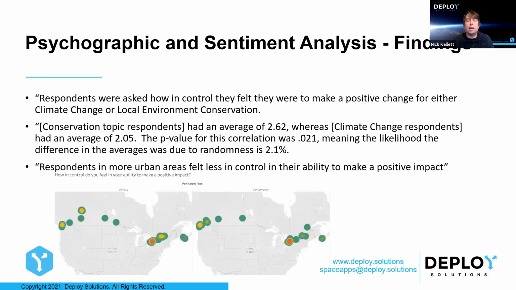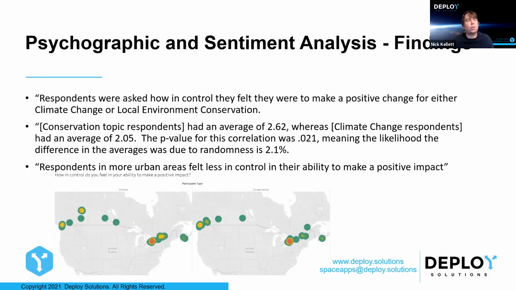So the findings, high level, and there were a lot of them: when respondents were asked how in control they felt they were to make a positive change for either climate change or local environmental conservation, the people who were assigned conservation felt, on a level of 1 to 5, where 5 is most in control, on average about 2.62. So they generally felt in control, whereas the people who were asked about climate change and how much ability they had to take positive action were about 2.05. So that's a significant difference.